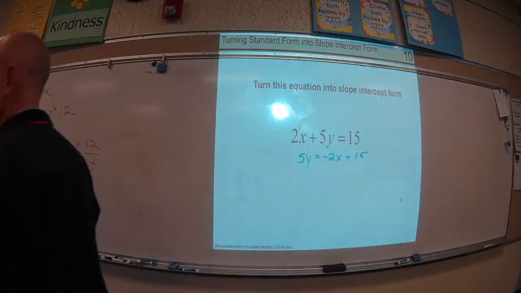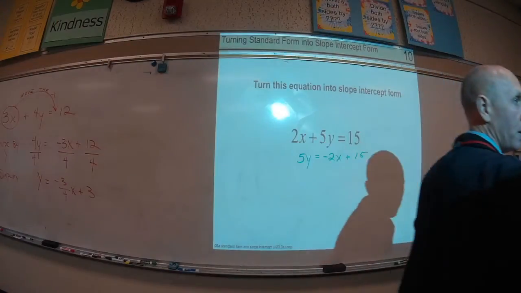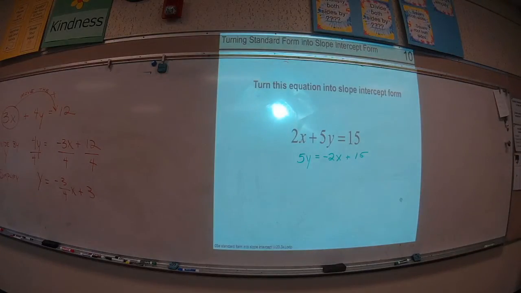Negative 2x plus 15. Wait, I don't know if I can. Give her the y. Make it negative 2x plus 3. You lost your x. Did you divide by the y? Or simplify? You lost your x.